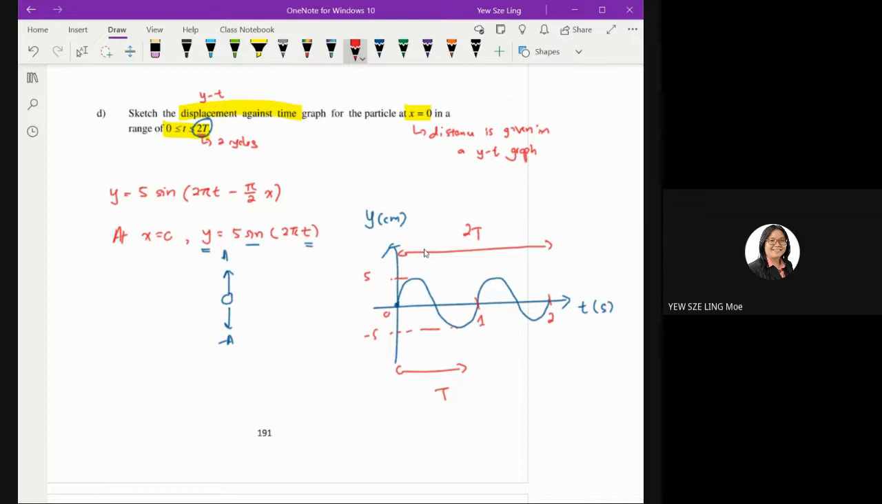If you are done, of course you can try first. If you are done, you can actually try question C first. See how you would solve it.